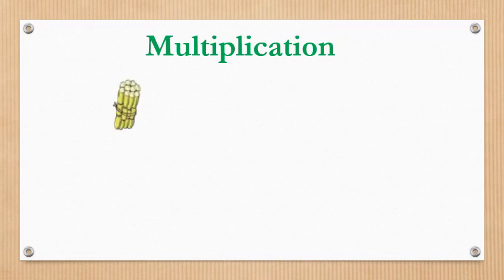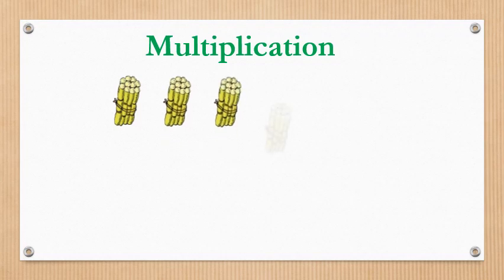Multiplication. Yes, dear students, see this is a bundle of sugar cane. Okay, second bundle, third bundle and fourth bundle, isn't it? And each bundle has 10 sugar canes. Got this? In one bundle there are 10 sugar canes. Then we want to calculate how many sugar canes are there in 4 bundles. Okay, what will we do?